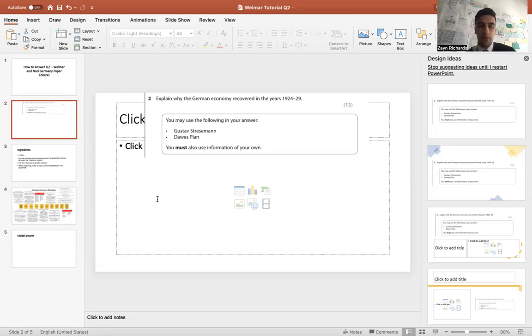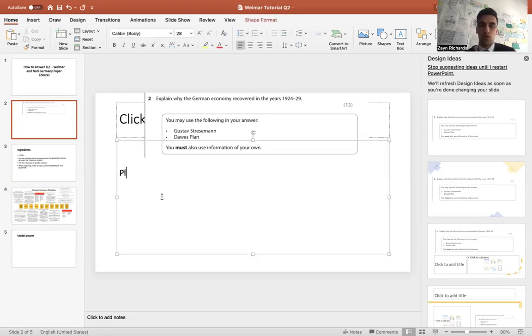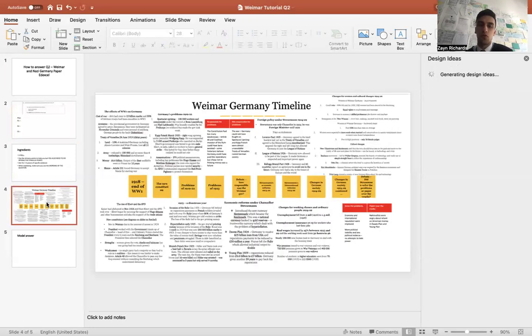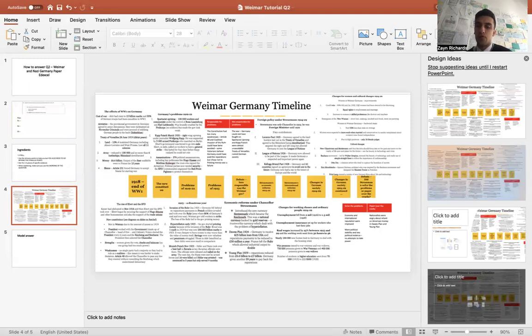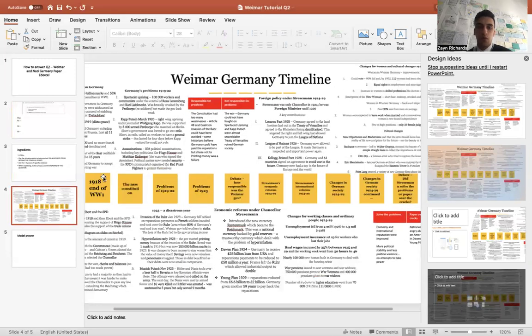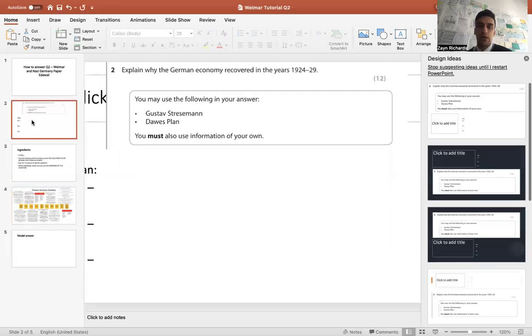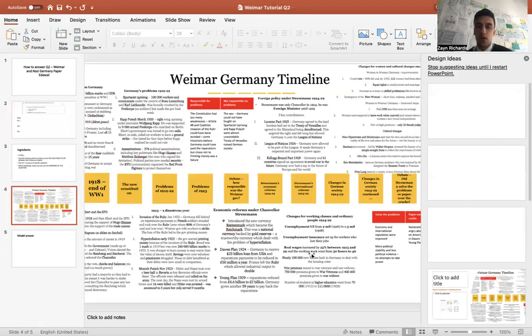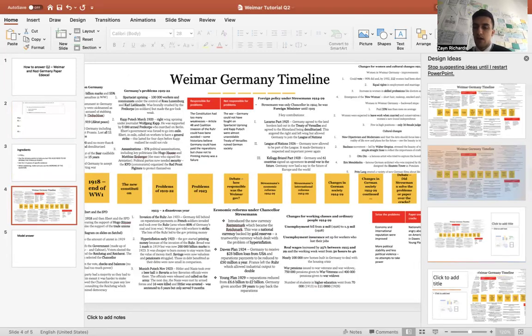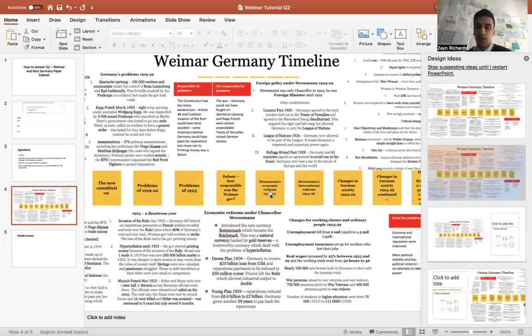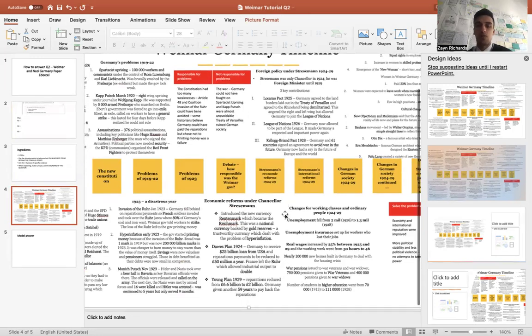Okay, so let's start then by planning our points out. So I'll just do my plan here. So we need 3 paragraphs. Okay, so the first one, or to help me plan, I'm going to just look at my timeline. You could also look at the flashcards, use them both in your revision. So the question is asking about the German economy in the years 24 to 29. So what I'll be looking at on the timeline is, first of all, I'm looking for the dates 24 to 29. So I can see that Stresemann's economic reforms is the years 1924 to 29.